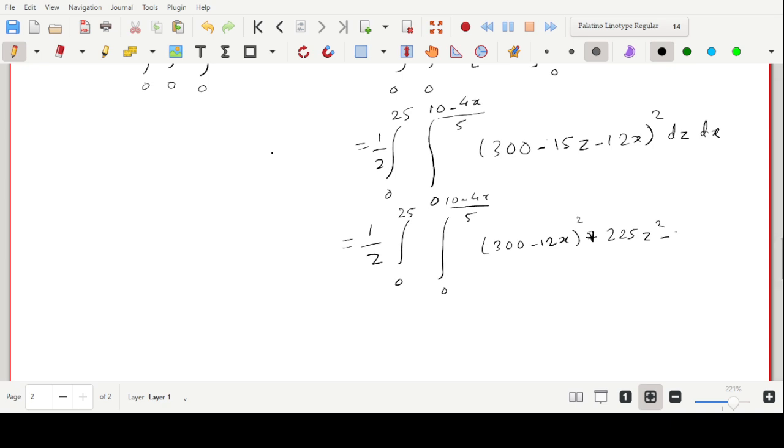30 z multiplied by 300 minus 12x. This whole dz dx.